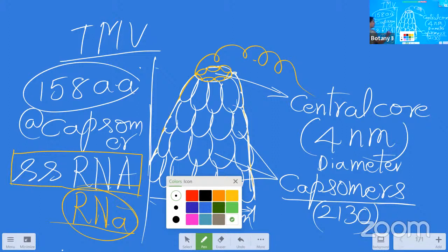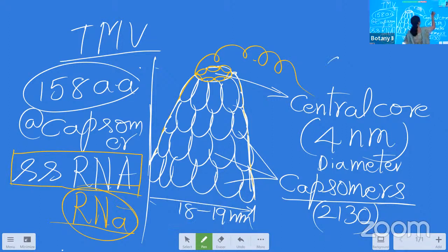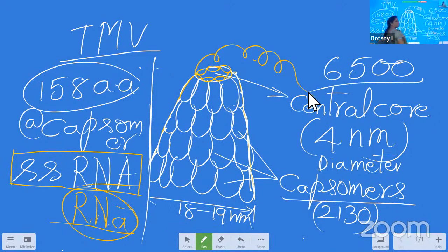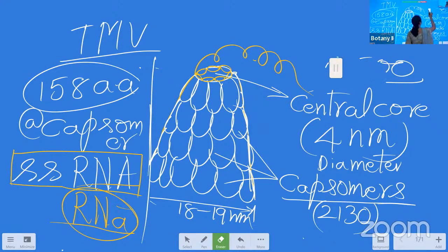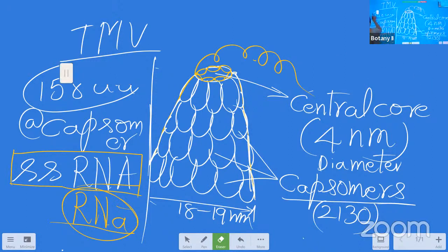Okay. And in this RNA, how many nucleotides are there? Complete genetic material is having 6,500 nucleotides in them. This much if you have written over. So how to write this now? In a systematic manner.